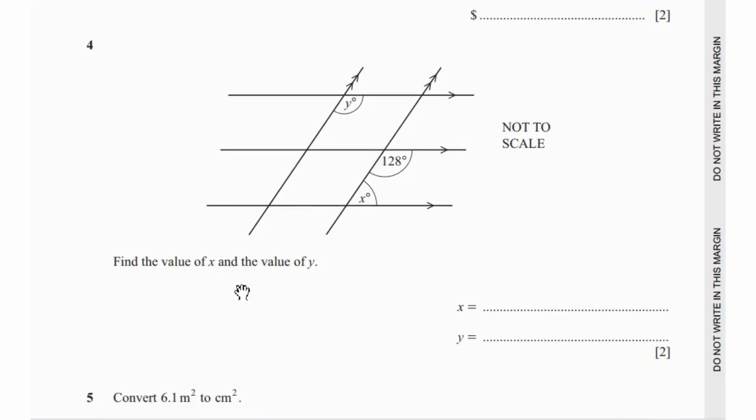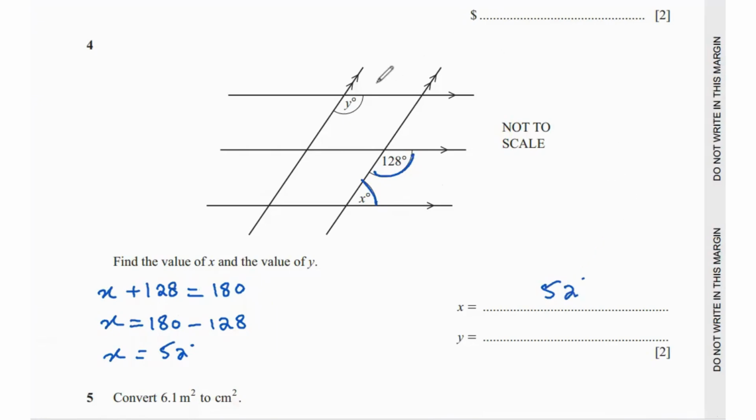Then find the value of x and the value of y. So we have angles in parallel lines. These two angles are co-interior angles, and co-interior angles always add up to 180. So x plus 128 equals 180. So x is going to be the difference of 180 and 128, which gives us the value of 52 degrees.